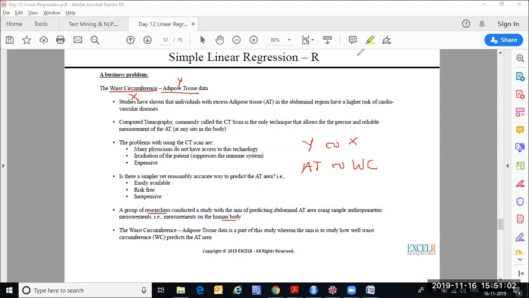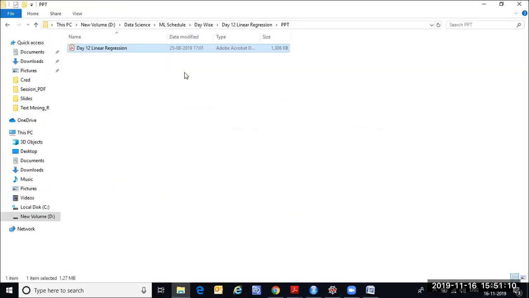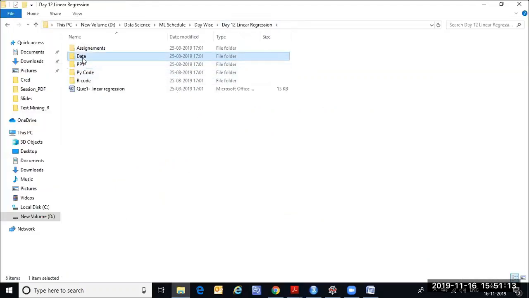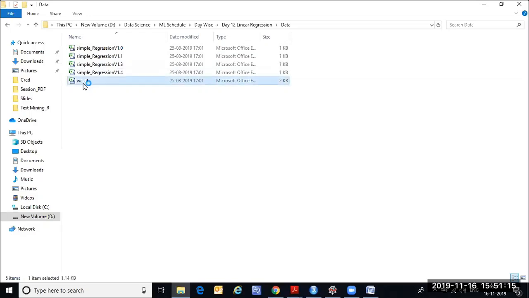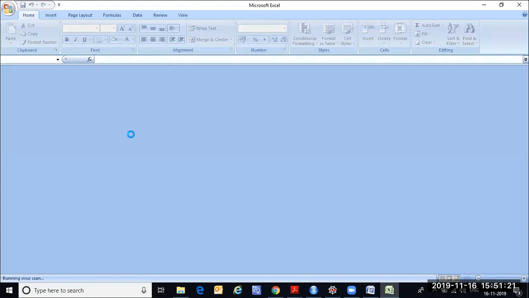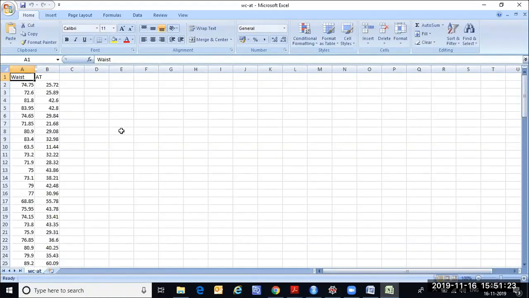Let's look at the data. Only then can we understand which type of data we have and which model we need to go for. These are the waist circumference values. These are the adipose tissue values. So adipose tissue is the Y variable and waist circumference is the X variable.